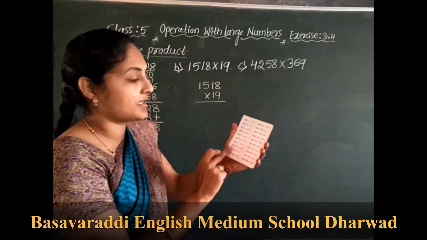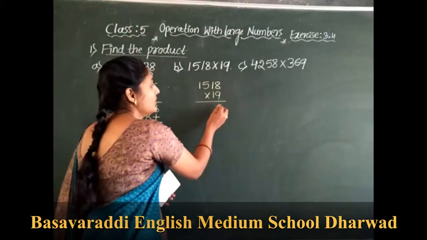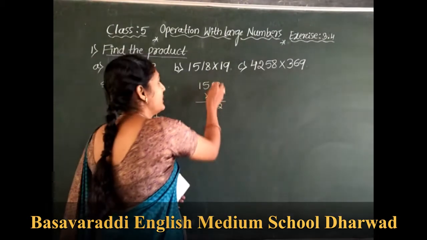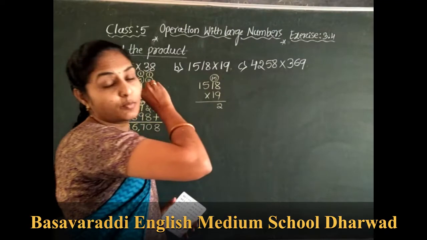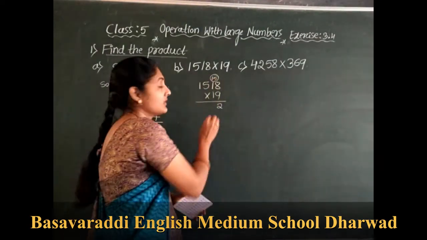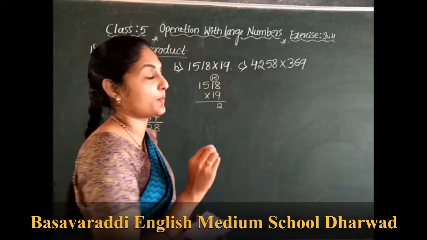Okay, 19 8s are 152. So write 2 in the ones place. The 15 carries over to the tens place. Look here, children. In the 15, there are two digits, tens and hundreds place. So all the two digits carry over to the tens place.